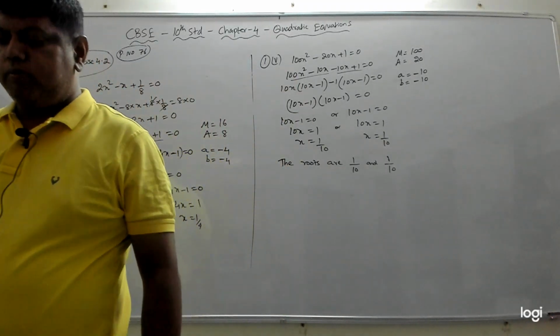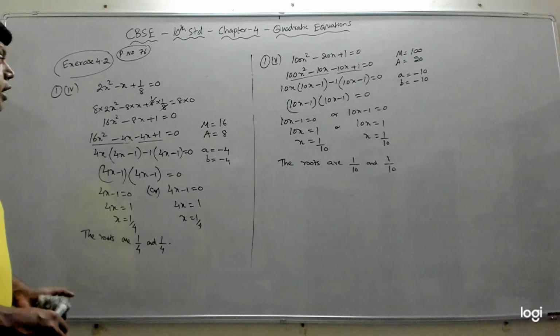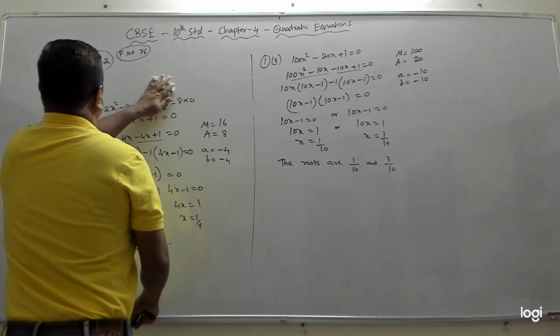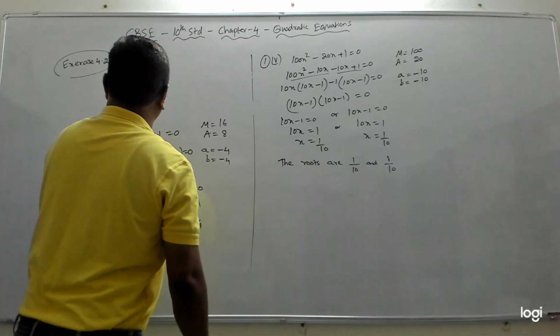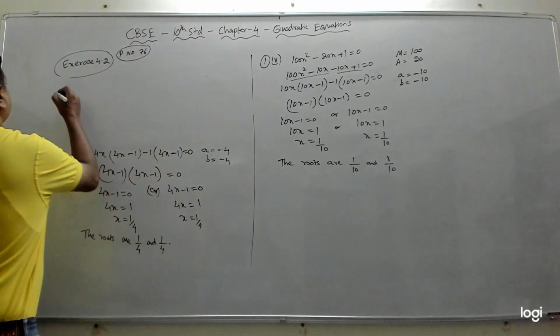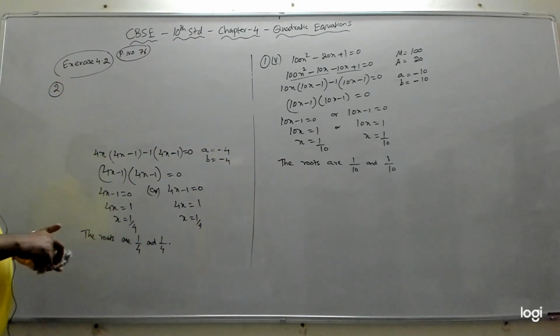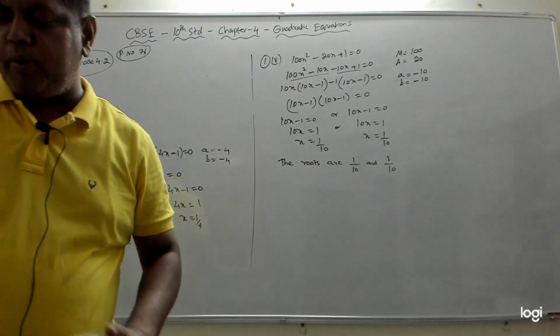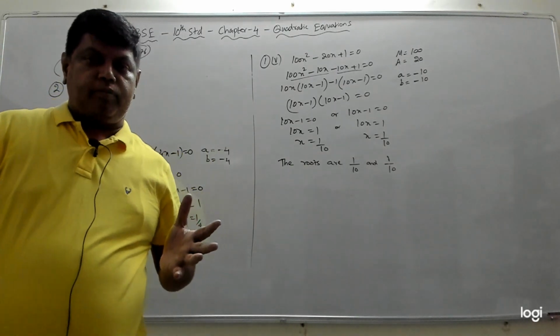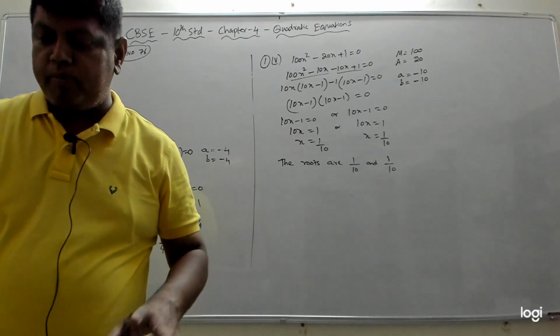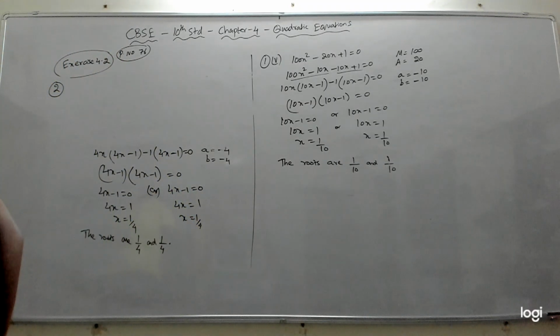Fine. Now let's go to the next problem, which is the second problem in exercise 4.2. It says solve the problem given in example 1. So we have to go to example 1 and we have to solve the problem.